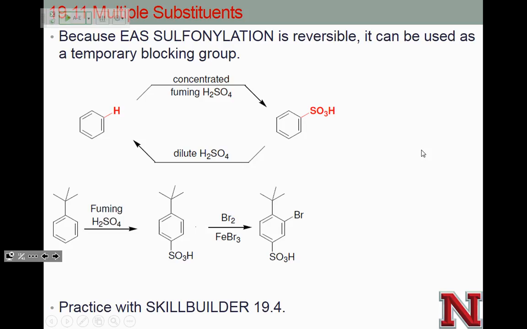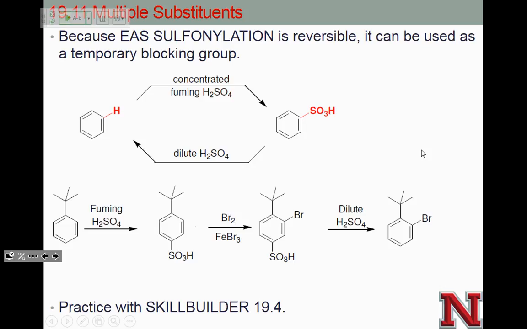So we can add our Br2 and FeBr3, and then we can use dilute H2SO4 to remove it, and now we have predominantly our ortho product. And this is the only way to predominantly get our ortho product if this is anything bigger than CH3, because sterics will have major being para.